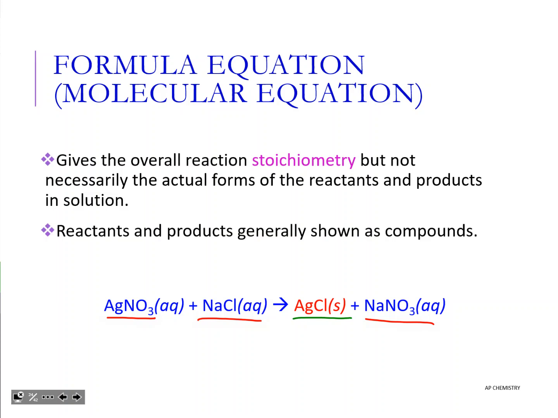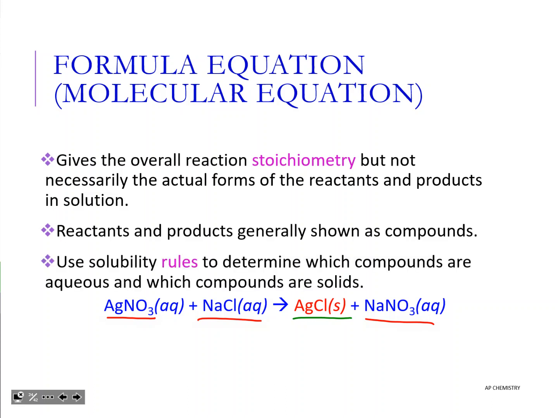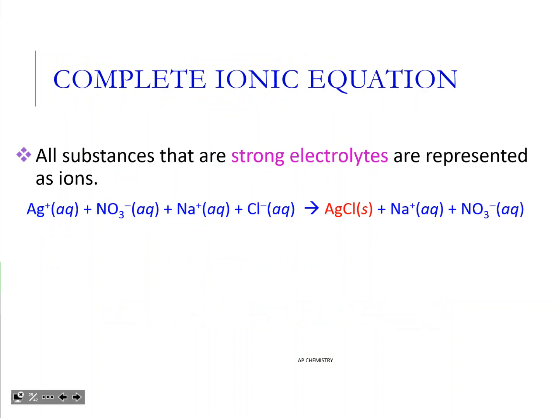They're generally shown as compounds, like I said, the regular chemical reaction here. And you just use the solubility rules to figure out if you have a precipitate forming or not. In this case, solubility rules would say yes, chlorides are generally soluble except for with silver, lead, and mercury. And we have silver here, so that one's going to precipitate out. Now, complete ionic equations are a little bit different. This is one showing them in their ionic form.